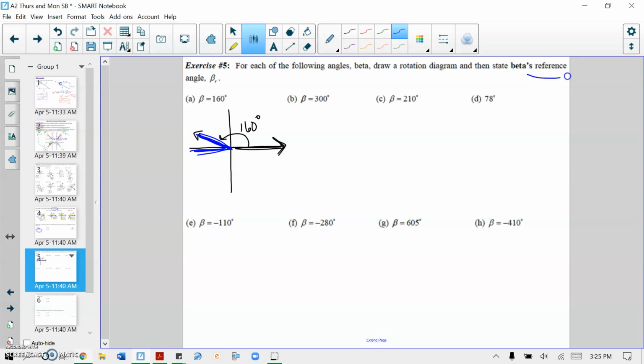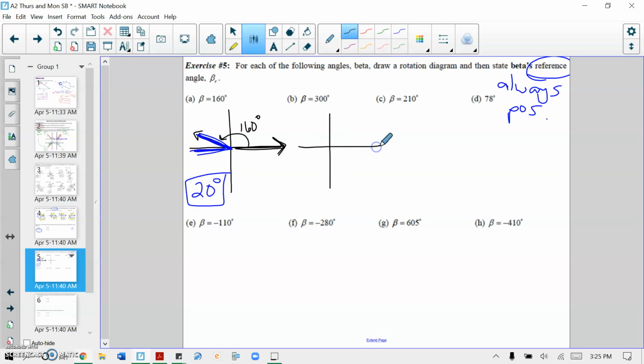All of your reference angles are always positive. So even though in the past the direction mattered, am I going left, am I going right, you do not necessarily have to worry about that. You just need to know what's the angle measure. So if half a circle is 180, then part A must be 20 degrees. Go ahead and pause the video and try these other ones and see how you do.